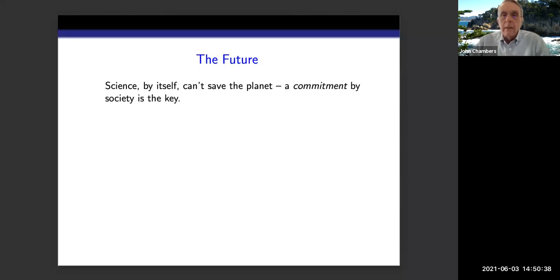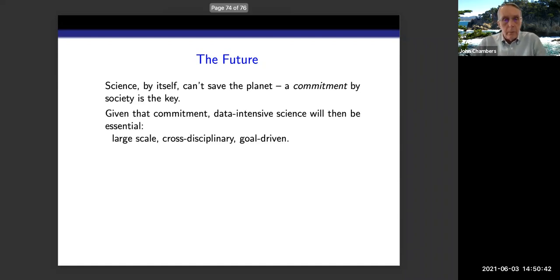Having said that, the next thing to say is that if that commitment comes, it's going to be absolutely critical to have science enlisted in understanding what the problems are, and what the possible reactions, solutions and activities are going to be. That's going to rely absolutely on data science. And it's got to be a new kind of science.